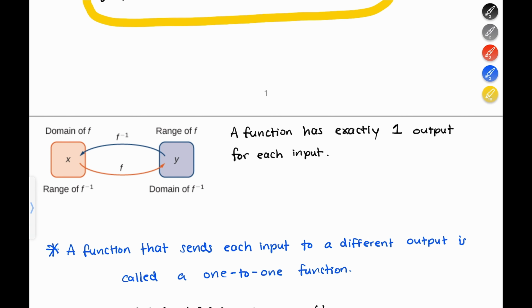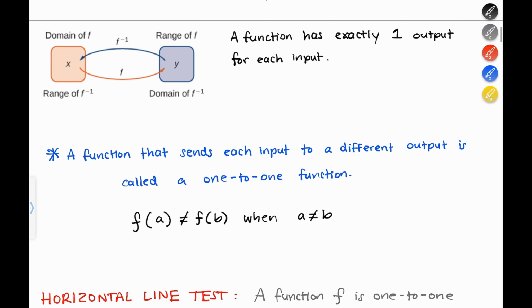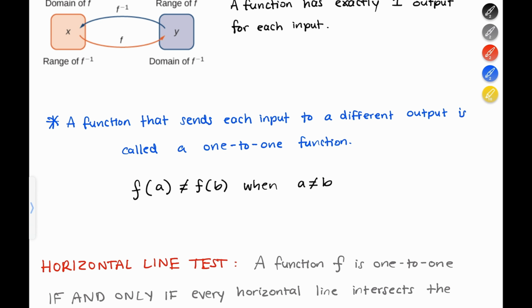Now let's look at our definition of a function. A function has exactly one output for each input. This is basically the same thing as the vertical line test. Let's look at a new type of function. It says a function that sends each input to a different output is called a one-to-one function. This is basically the same as saying f of a is not equal to f of b when a is not equal to b.